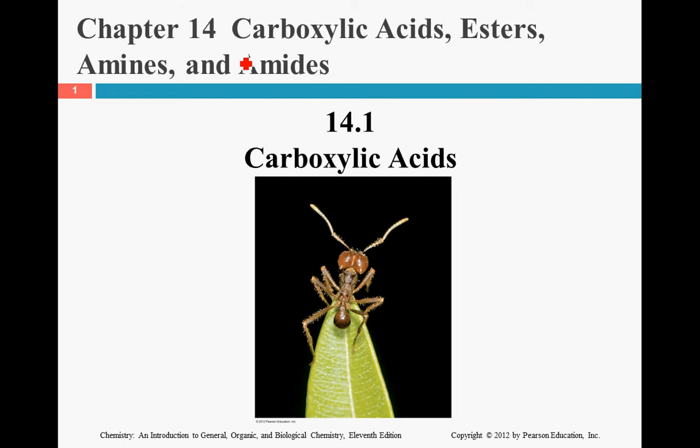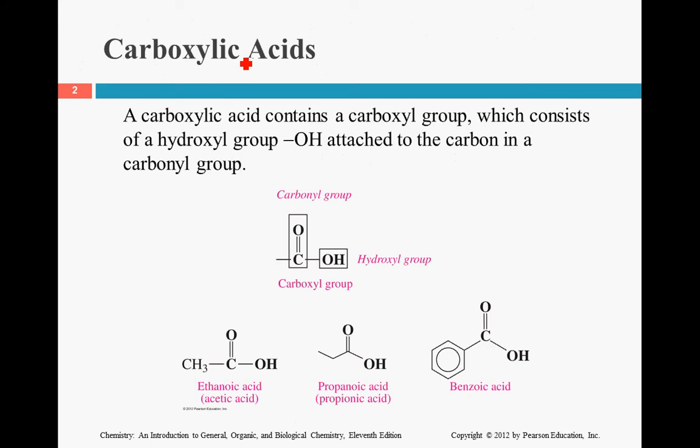Chapter 14 is regarding carboxylic acids, esters, amines, and amides. Carboxylic acid is kind of like a combination of an alcohol and an aldehyde. We've talked about this carbon-oxygen double bond in the past. It was in two different things. It's in the ketone, which has carbons on either side of it. It's also in an aldehyde, which has a carbon on one side and then a hydrogen on the other.